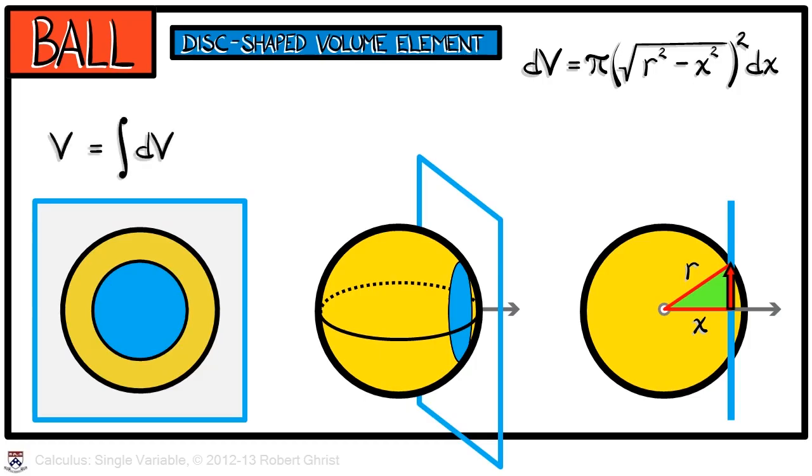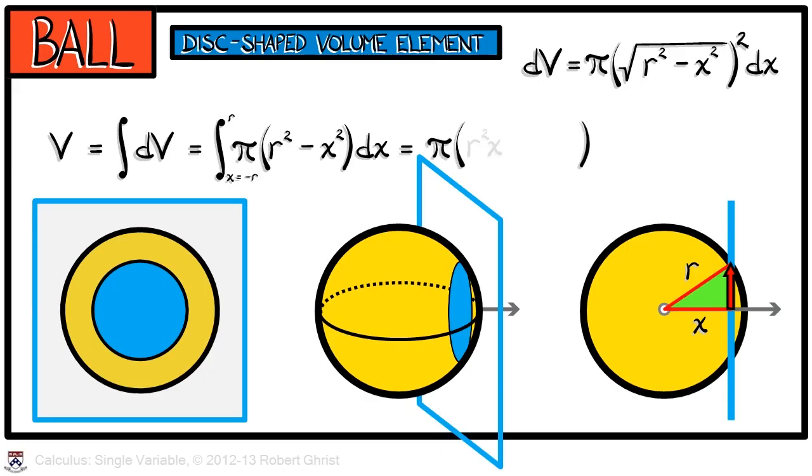So, to compute the volume, we integrate the volume element. That is, we integrate pi times quantity r squared minus x squared dx, as x goes from negative r to r. In contrast with computing the area of a round disk of radius r, computing the volume of a round ball of radius r is relatively simple.